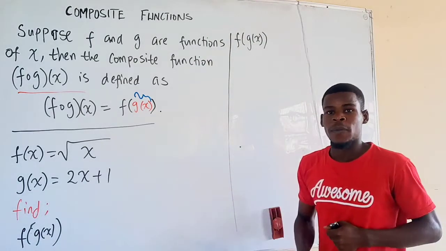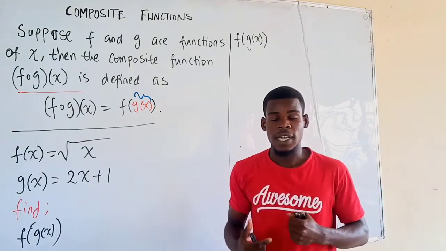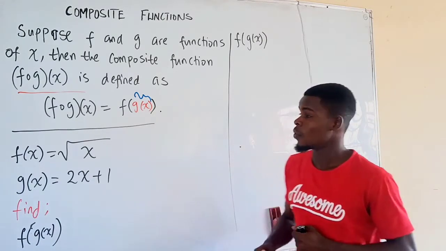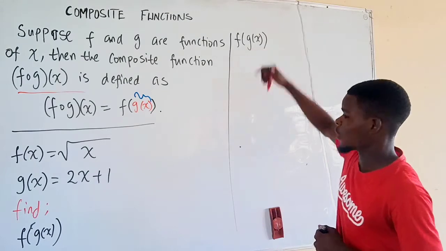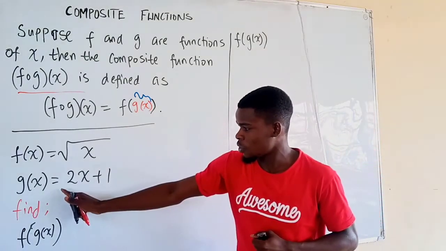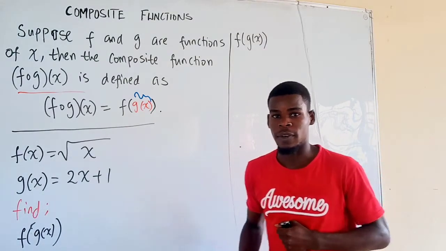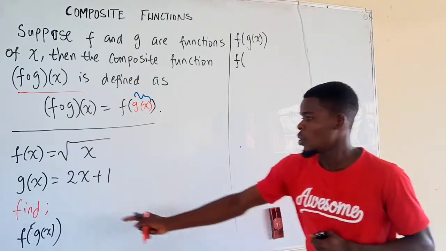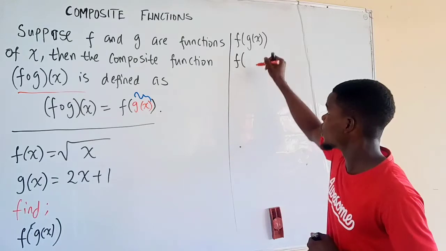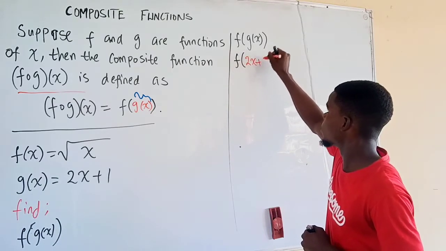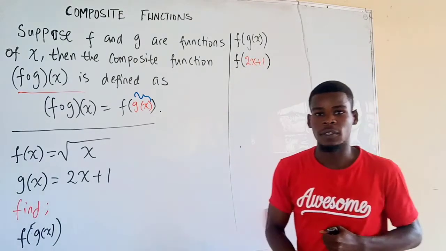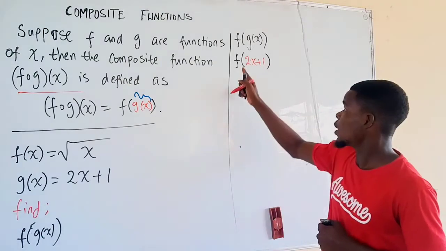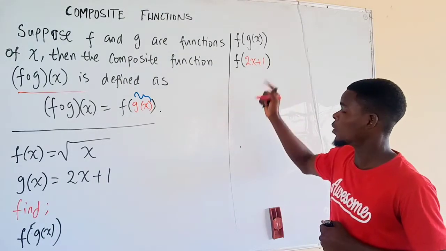Good. Now the first thing we're going to do is start with the inside function. We have the inside function to be g of x, which has been given in the question to be 2x plus 1. So in the inside function, I'm going to replace the g of x with 2x plus 1. So that is just 2x plus 1. Good. Now we have f of 2x plus 1.